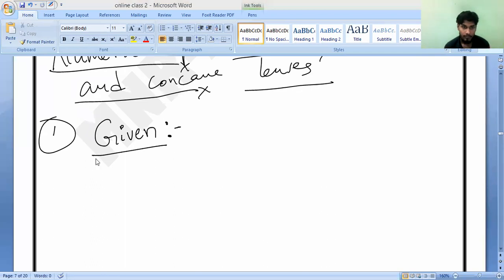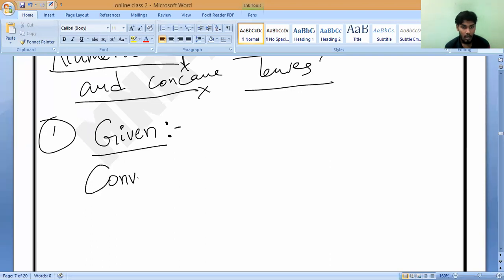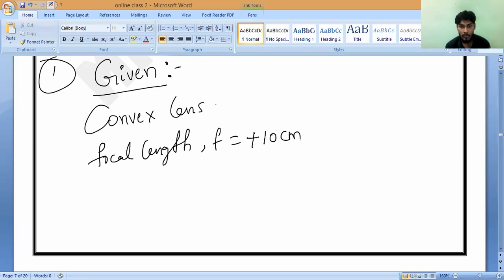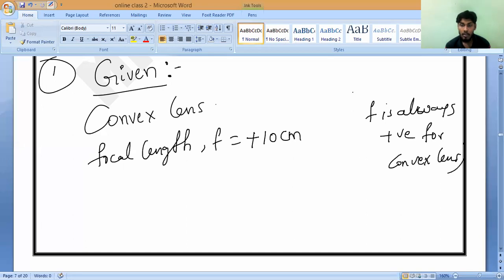Given: focal length equal to 10 centimeters. What's the lens name? Convex lens. Given focal length equals 10 centimeters. We know convex lens means F is always positive. F is always positive for convex lens. Do you understand? Yes, next.